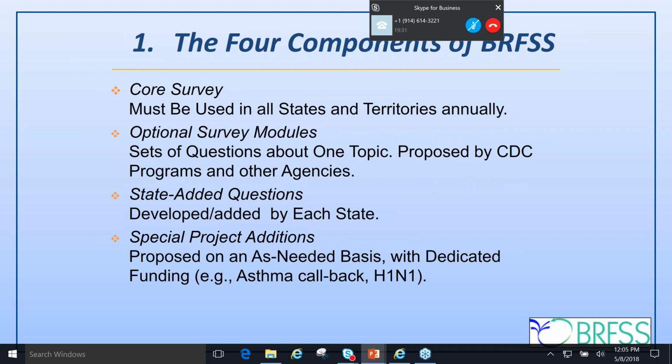There are 4 components to the BRFSS. First is the core survey, which is used annually by all states and territories. The next type is the optional survey modules, about which we'll be talking today. These are sets of questions that address a single topic, and CDC programs as well as other agencies propose these topics to be included in the annual survey. States can also develop their own questions that are added on to their own survey. And finally, there are special project editions which are added on an as-needed basis, usually with dedicated funding, such as when H1N1 flu virus was going around the U.S.